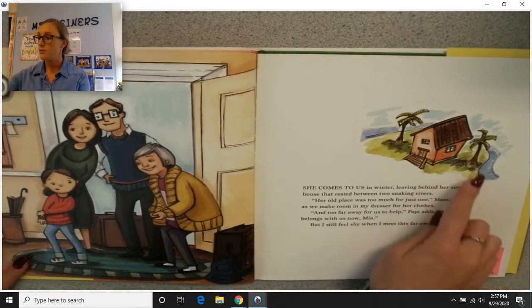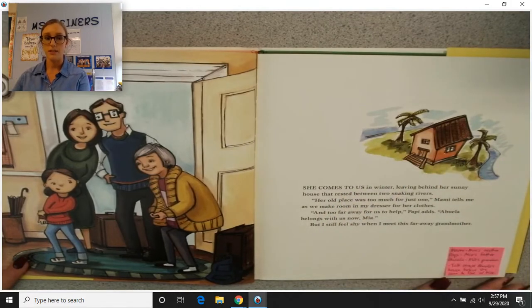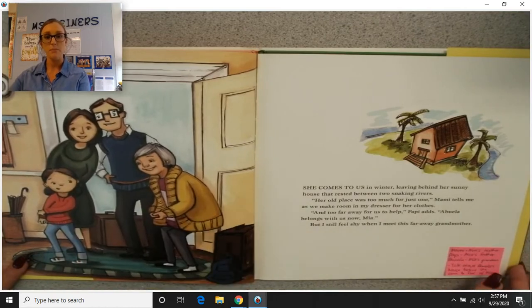This is before she came to live with Mia. And now she's here with Mia and her mami and papi.